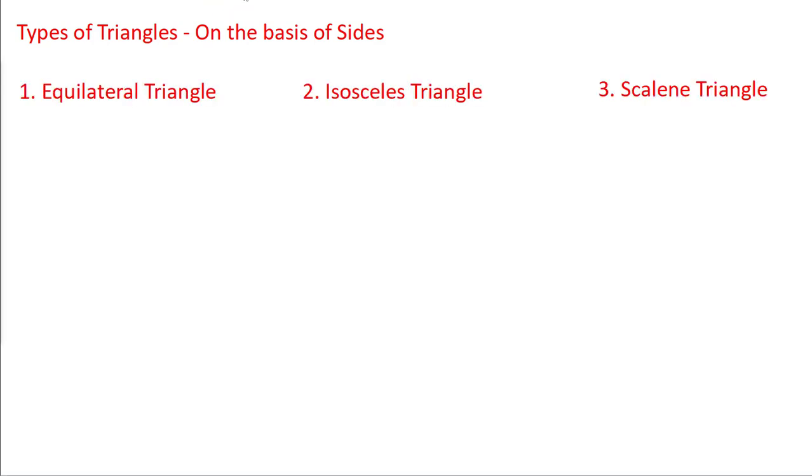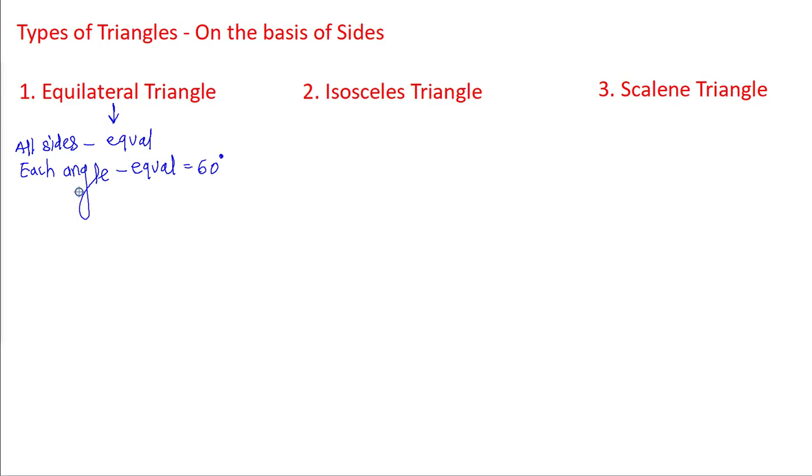There are three types of triangles on the basis of sides. The first one is the equilateral triangle. An equilateral triangle is a triangle in which all sides are equal. Along with that, each angle is also equal, and the measurement of each angle is equal to how much? It is equal to 60 degrees.